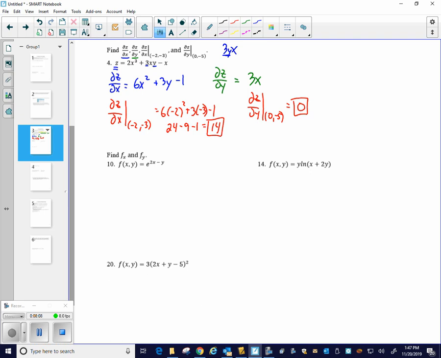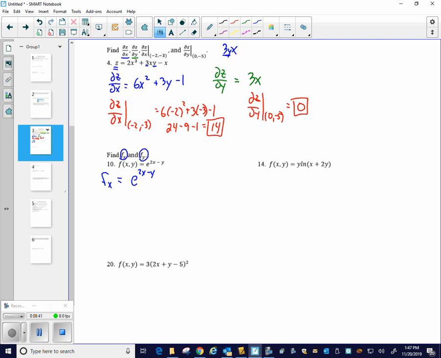So number 10 wants us to find both the partial of f with respect to x, that's what that means, and the partial of f with respect to y. It's two separate things. So the first one is f sub x, which means take the derivative of your function with only respect to x. Treat y like it's a constant. Well, you do have to remember how to do exponential derivatives, which is to rewrite the exponential, and then we multiply that times the derivative of the exponent.